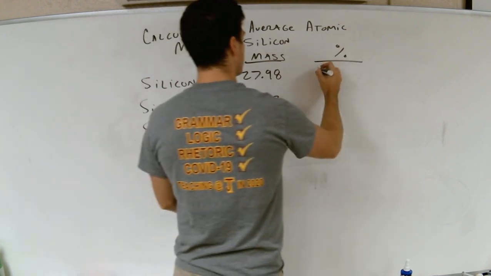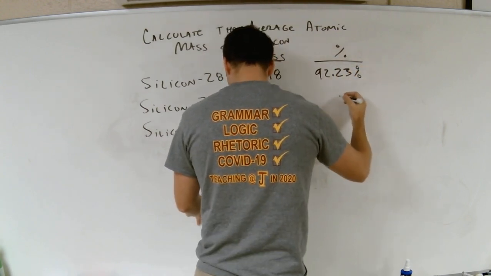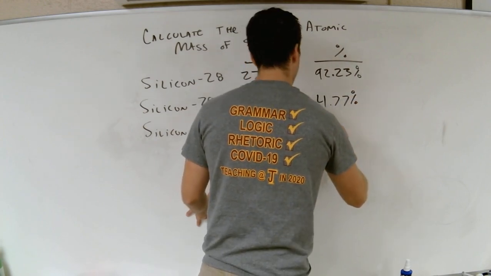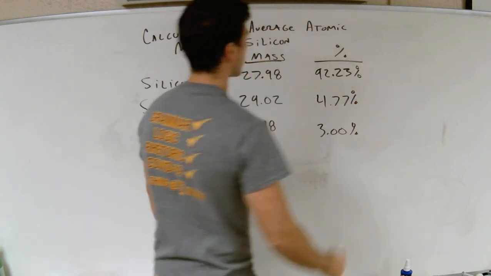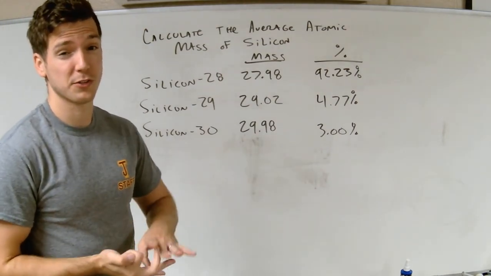With percent abundances of 92.23%, 4.77%, and 3.00%. Now, as I said last time, we had nice rounded mass numbers of 12, 13, 14.